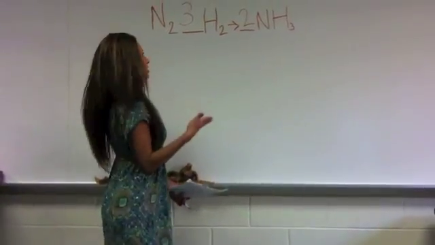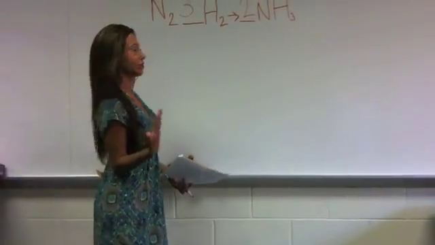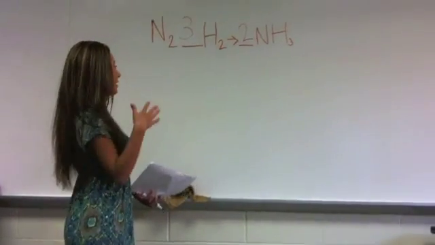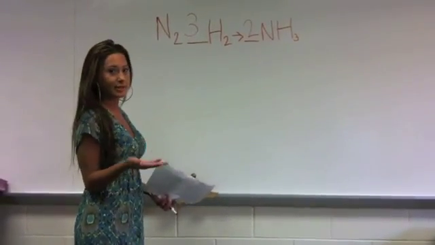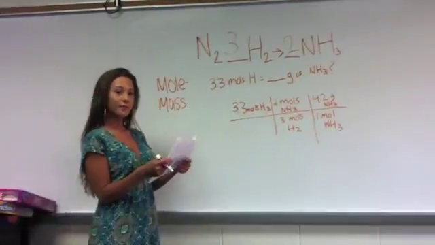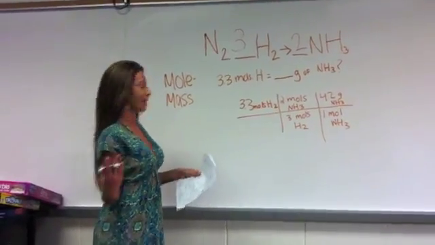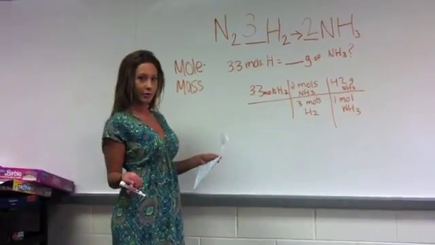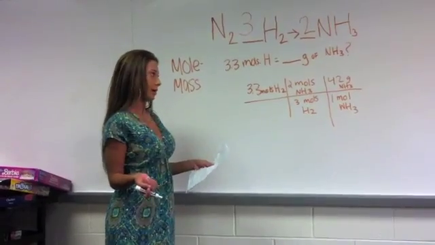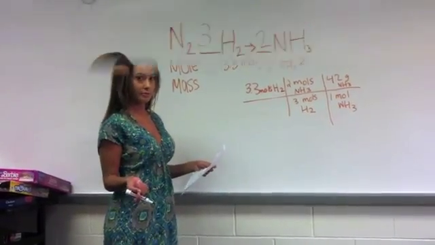As you can see in this equation, nitrogen combined with hydrogen to create ammonia. Now the underlying numbers are the coefficients, and that's what I use to balance the equation. Now this type of problem is a mole mass problem. If you have 3.3 moles of hydrogen, how many grams of ammonia can you get?